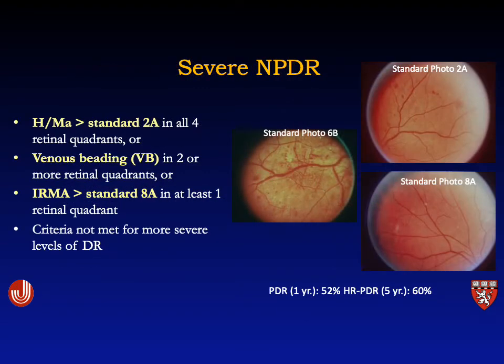Similarly, if an eye had microaneurysms and hemorrhages that were more than standard photograph 2A in all 4 quadrants, or if there was venous beading in 2 quadrants, or if there was IRMA that was worse than standard photo 8A in at least 1 quadrant, then that eye was called severe.